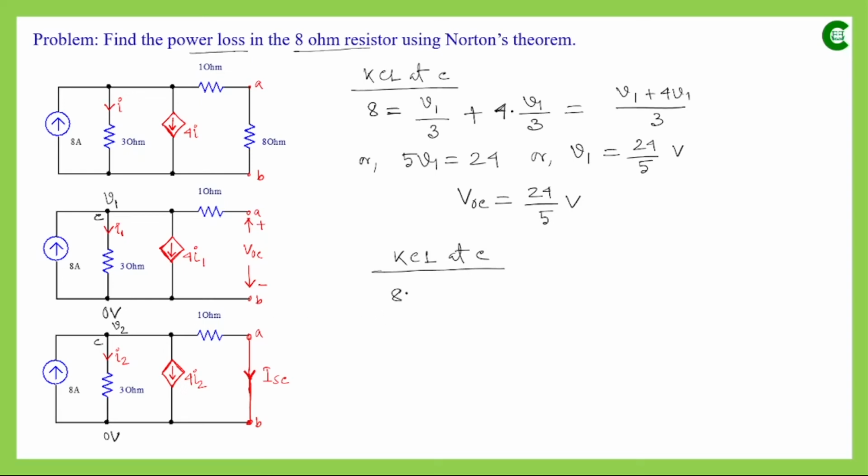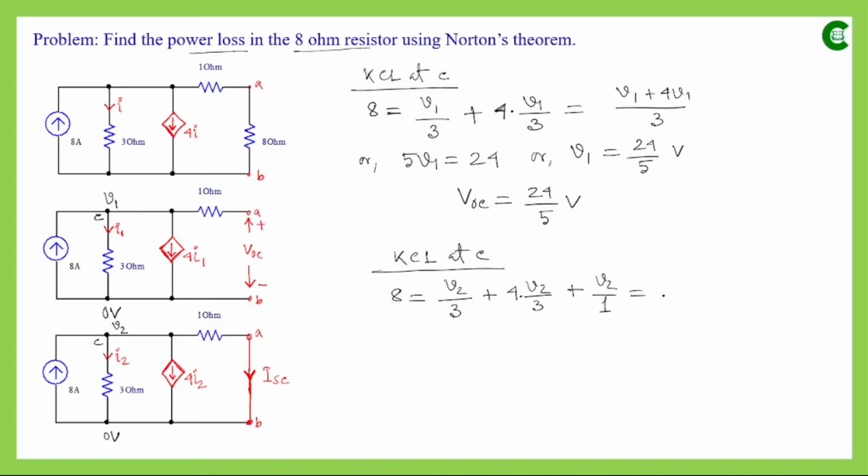So it will be simply 8 will be equal to, here the current value will be again (V2 minus 0) divided by 3. Here the current value will be 4I2, so it will be 4I2 itself is V2 divided by 3, and here it will be ISC. And other way we can say that the current value through this 1 ohm resistor, that means ISC, will be equal to the potential difference, that means V2 minus 0, so V2, and then divided by the resistance value, so it will be simply V2 divided by 1.